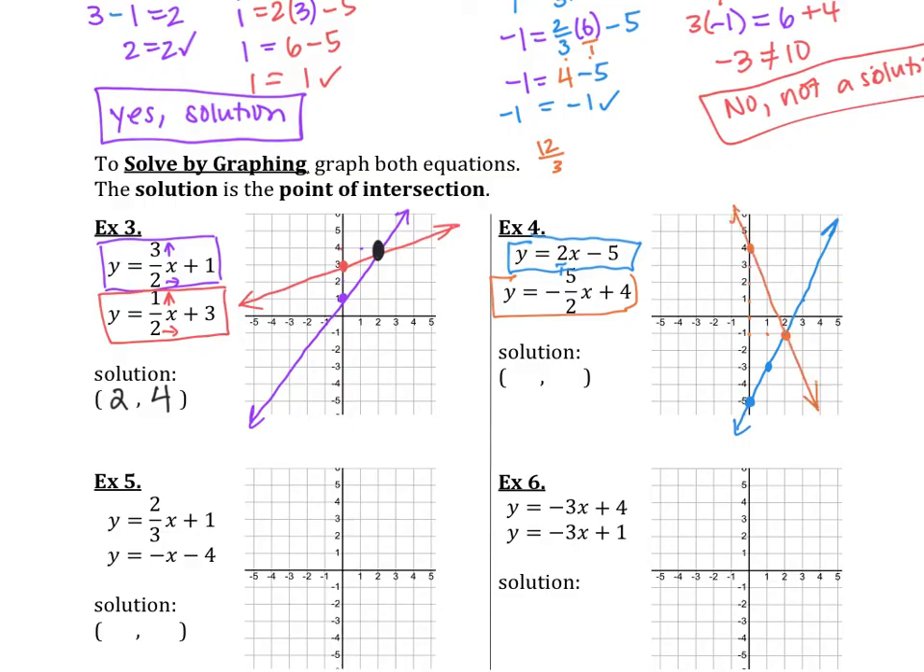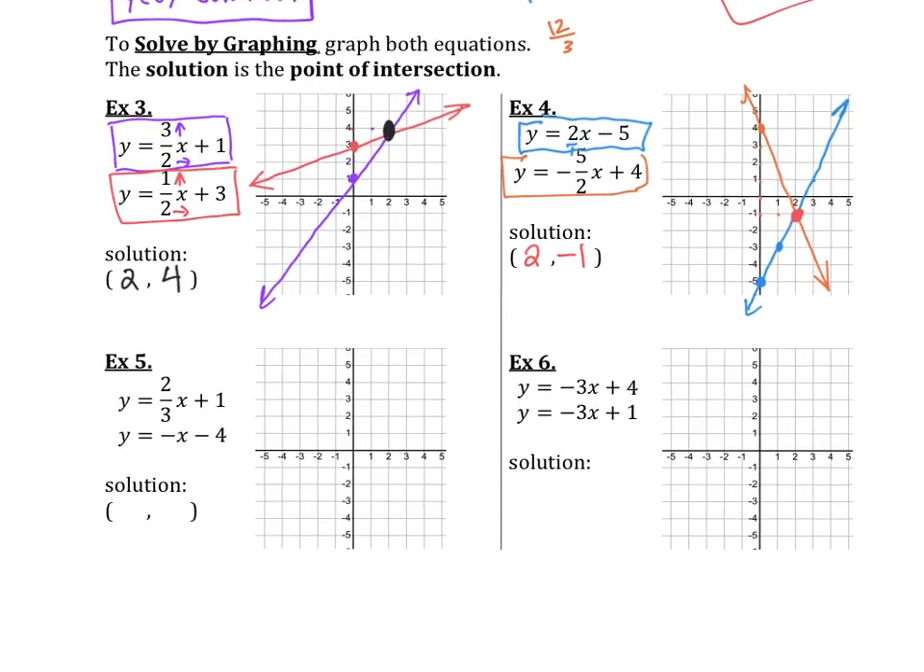Okay, and then I look for where the two lines cross, hopefully at a nice corner, which is right here. So the x value here is 2. The y value is negative 1. So the solution to the system is (2, -1). Okay, let's try a couple more, mostly to practice graphing.